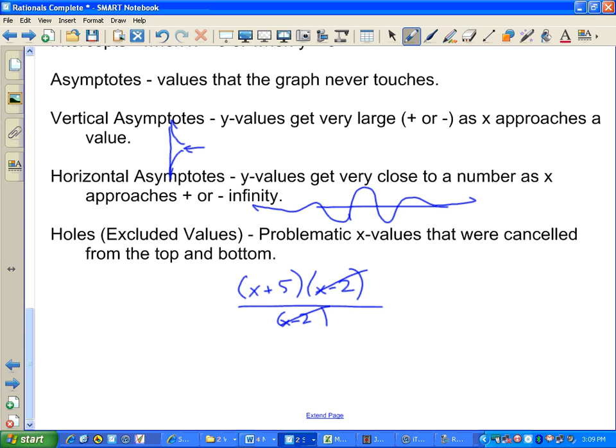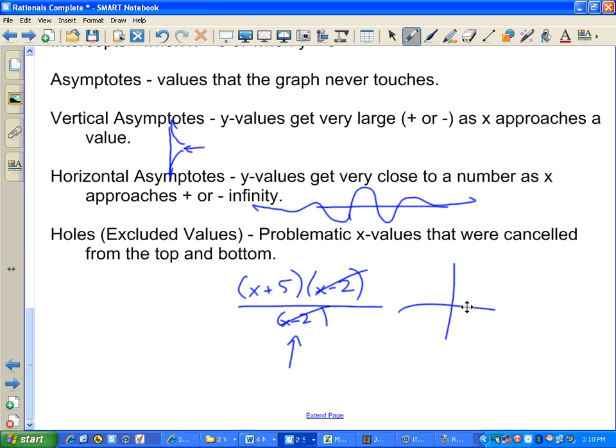I can cancel this x minus 2 off, but I still couldn't actually put 2 into my function, because if I put 2 in, my original function doesn't have these things canceled out. So if I put 2 in, I'm going to be dividing by 0. So you have to remember that, and that's going to create a hole in your graph.